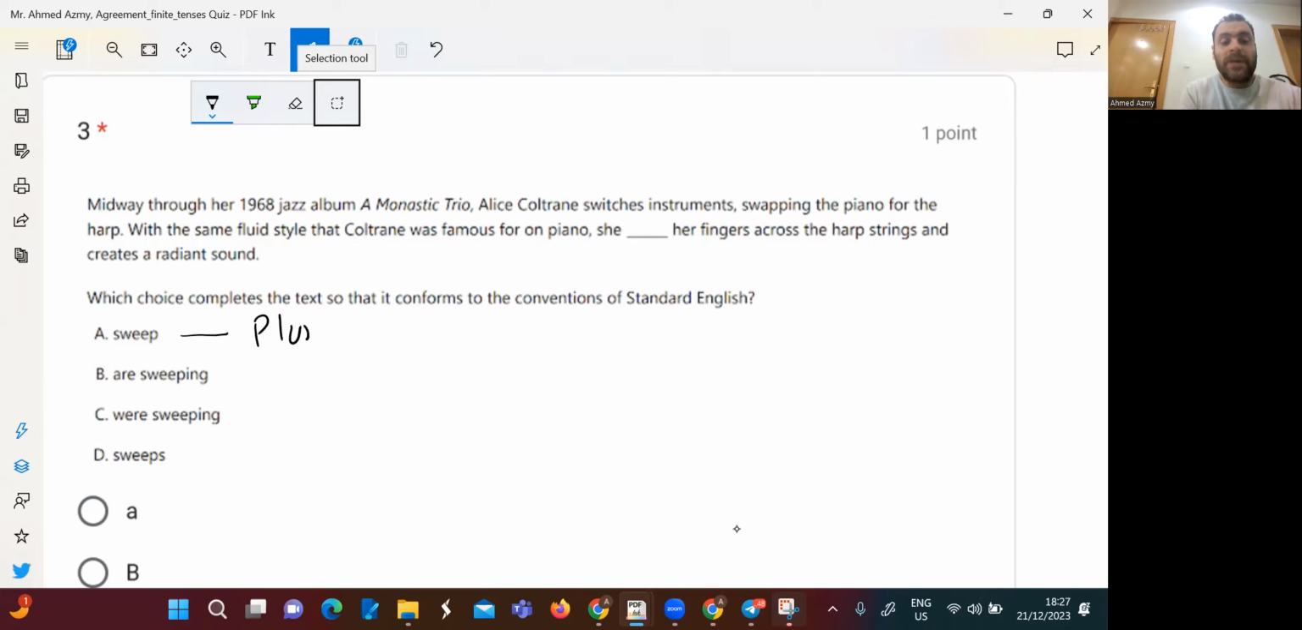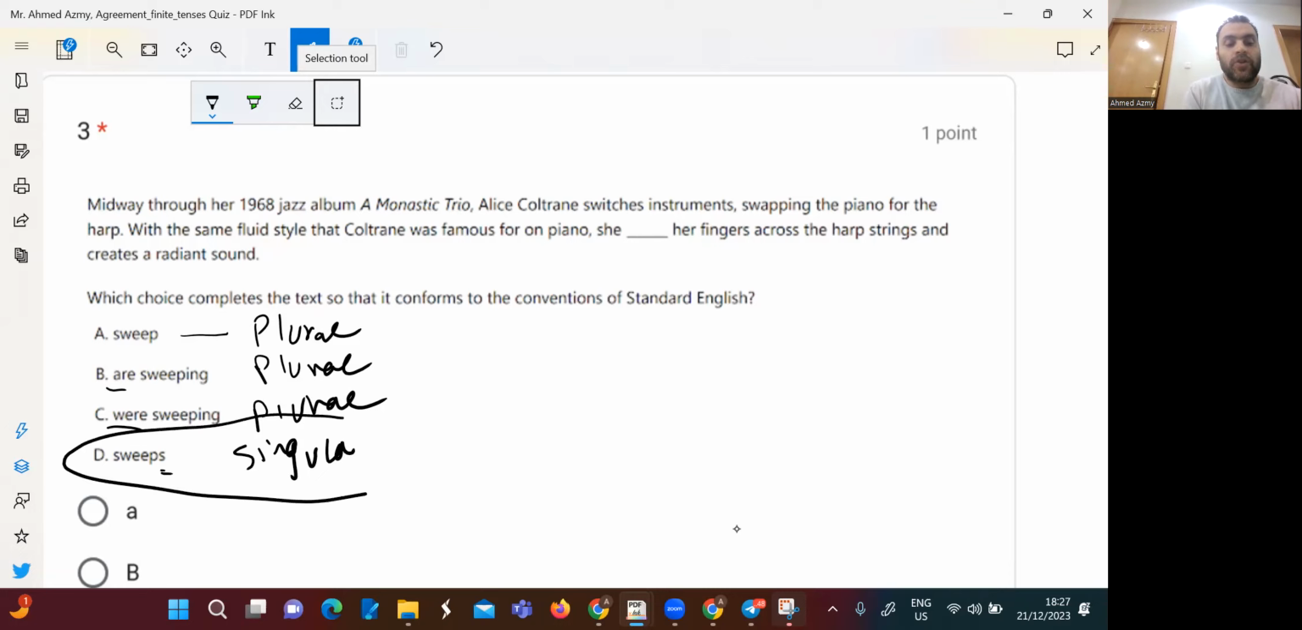Very good. Sweep is a plural verb. Are, plural verb. Sweeps, singular verb. So you choose the different. But where is the subject also? Very good. Here I don't have a problem because the subject is very close to the verb. I have a problem if there is an interrupter, or we call it separator, because we need to get rid of all those separators. What are the separators?